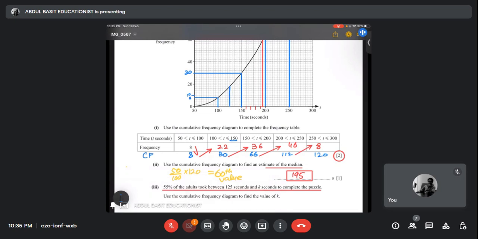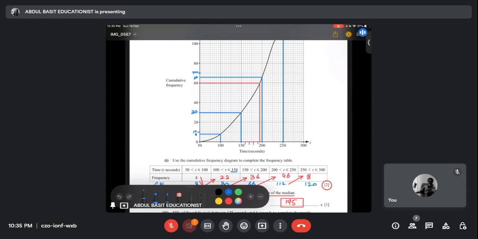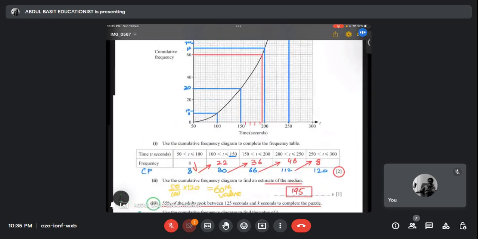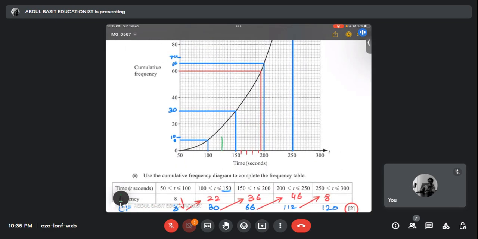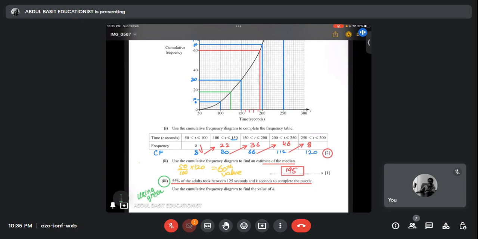I'm erasing these extra lines now, or I don't erase them so that they stay in the notes, so let's change the color. I'm using green color for this part. So 125 seconds or k seconds. 125 is right in the center, right, Ramsha? So we have to find 55% of this. Wait a minute, relax a little, okay? 55% of the adults took between 125 and k seconds to complete the puzzle.